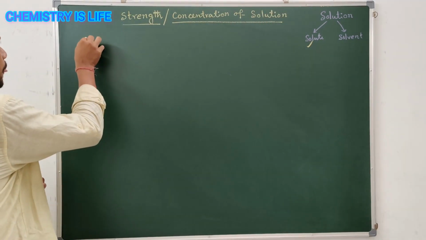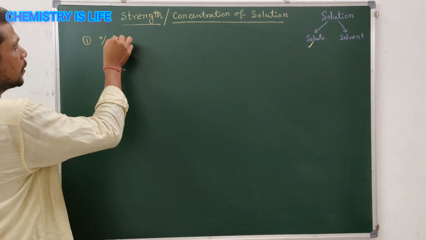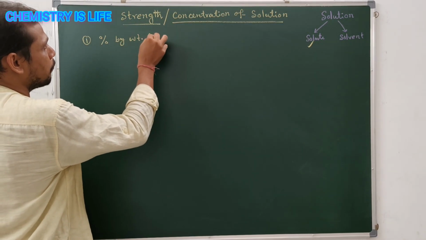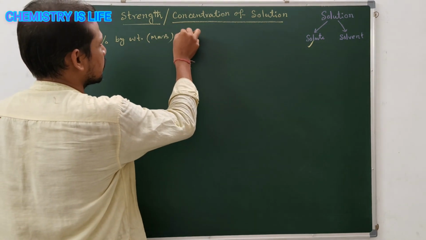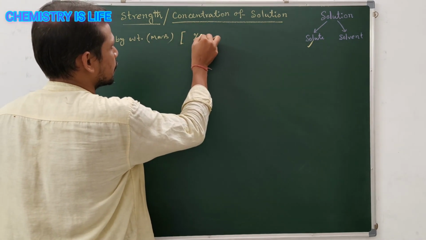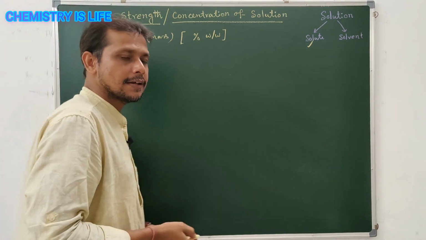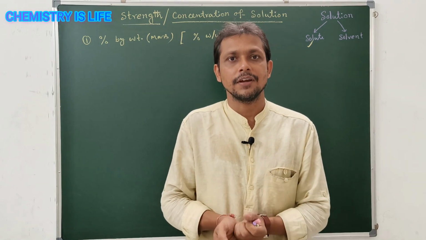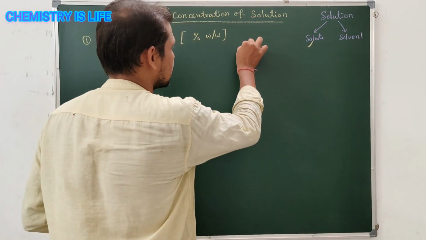So very first, which we will call percentage by weight or by mass. That means percentage W by W. What does that mean? It means the amount of solute in gram present in 100 gram of solution.